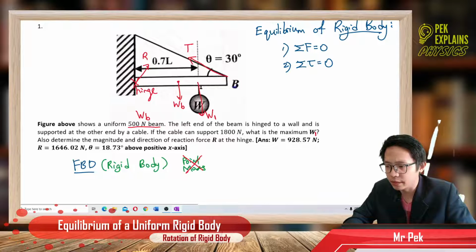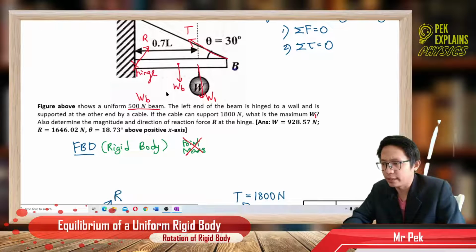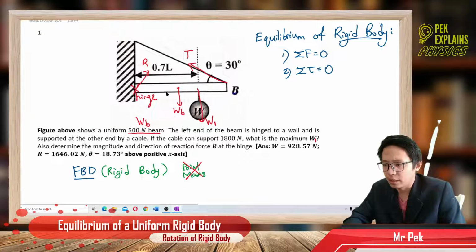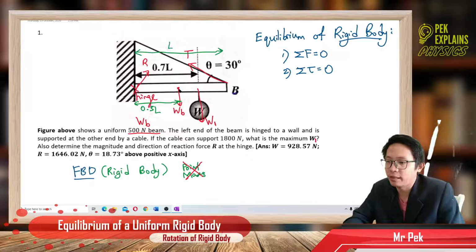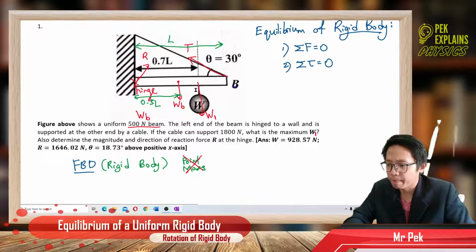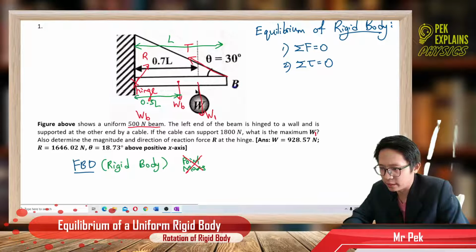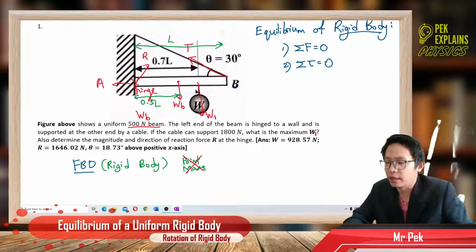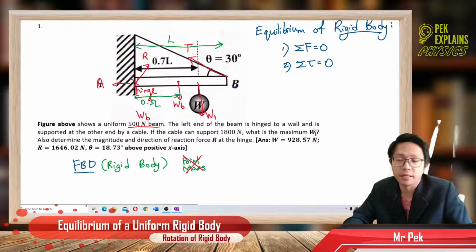Then the distance of the weight from here is 0.7 L. The weight of the beam is actually at the center, so it is 0.5 L. The whole rod itself is L. Finished with that, we have angle theta here also, 30 degrees. And the hinge I label as A.